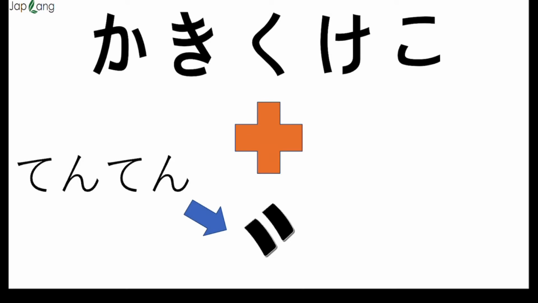So this we will learn, right? This is ka, ki, ku, ke, ko. We just put this tenten. You can see tenten, the two slashes. This is a dakuten. That is what we will be putting on all those hiragana, and the sound will change if we put two slashes.